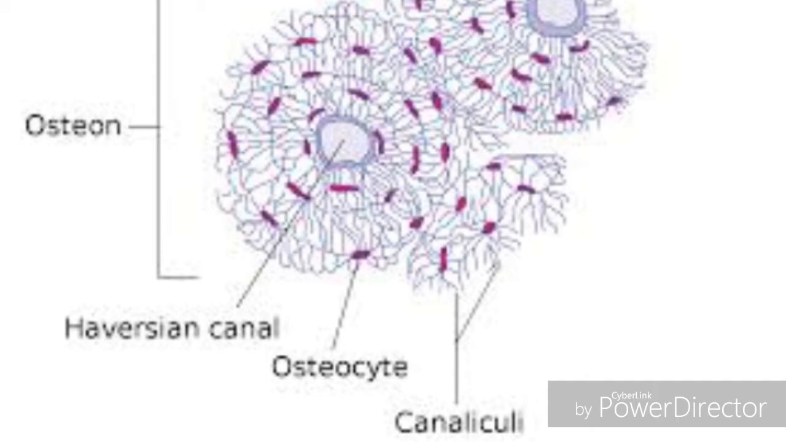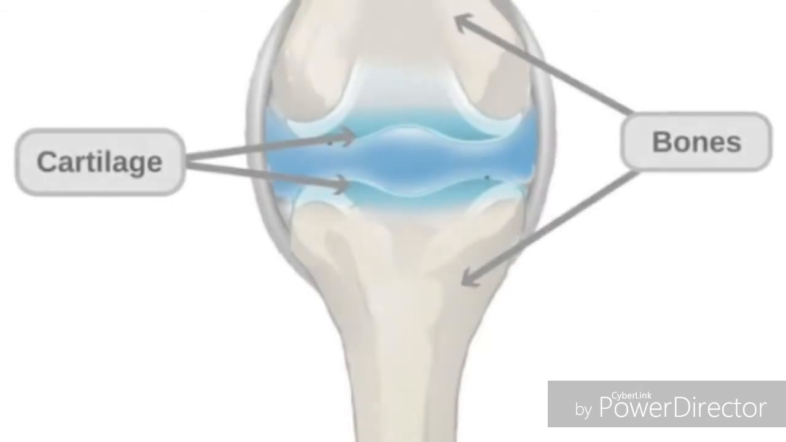Friends, in this particular picture you can observe the detailed structure of bone, osteocytes, Haversian canal. Students, you know, in the human body 206 bones are there which form the skeletal framework and which gives a definite shape to a body.